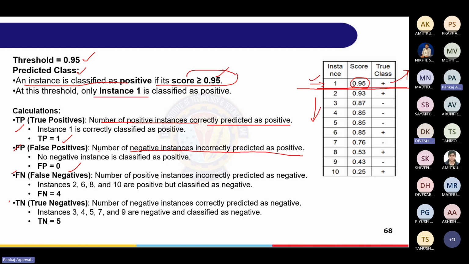False positive says what? Number of negative instances incorrectly treated as positive. Nothing can be taken from this, no? So whether you take any of the instances, all the cases cannot be taken as positive. Out of all the cases, none of this touches upon the 0.95 criteria, no? None of this touches upon that criteria. What is the meaning of the 0.95 criteria?